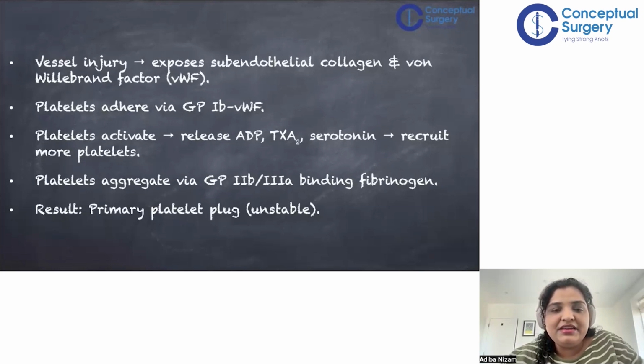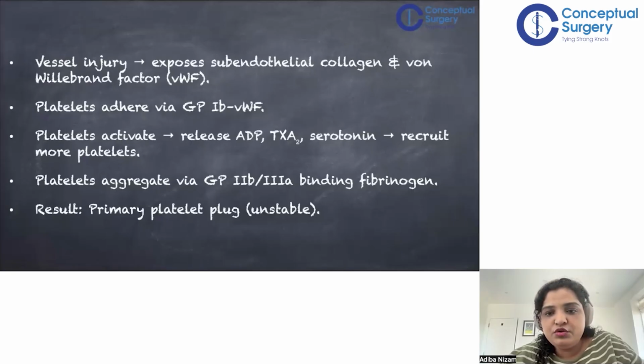The platelets recognize this exposed von Willebrand factor and adhere to it using glycoprotein 1b, forming a von Willebrand factor and glycoprotein 1b complex. This activates the platelet and it will go on to release ADP, thromboxane, serotonin. These hormones would recruit more platelets to the site, and these platelets would aggregate, that is, they will stick to each other by the receptor, which is the glycoprotein 2b3a.